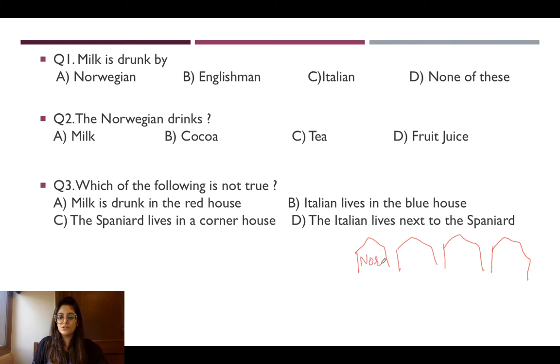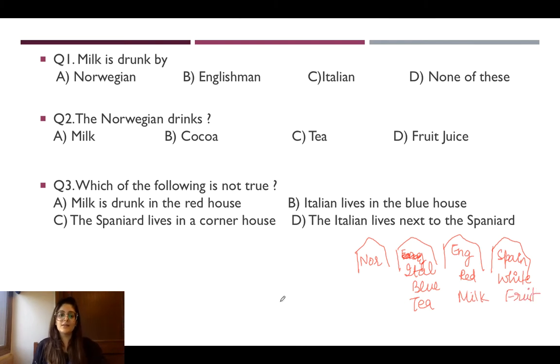This is Norwegian. This is going to be your Englishman. This is going to be your Italian. This is going to be your Spaniard. All right. Then the remaining information is that this house is blue. This house is red. This house is white. Then this house drinks tea, this one drinks milk, and here they consume fruit juice. All right, so this is the information.